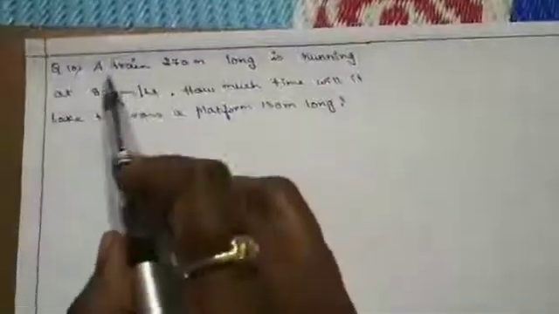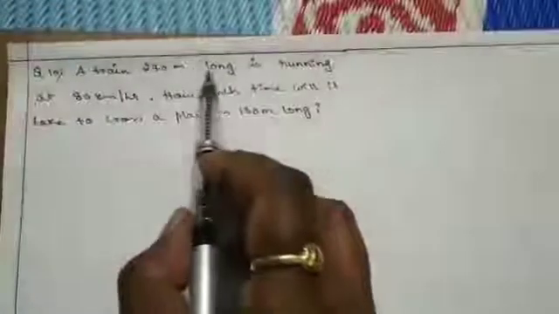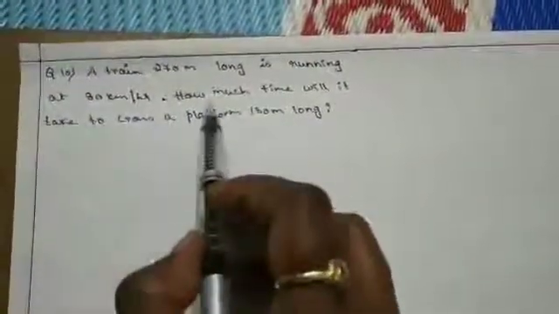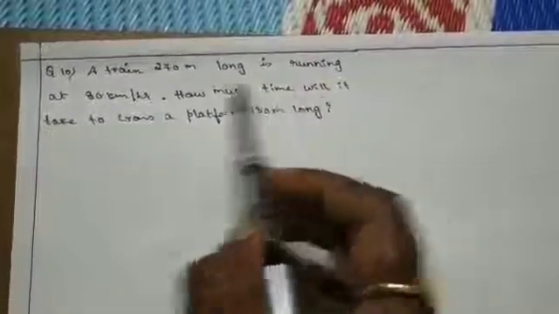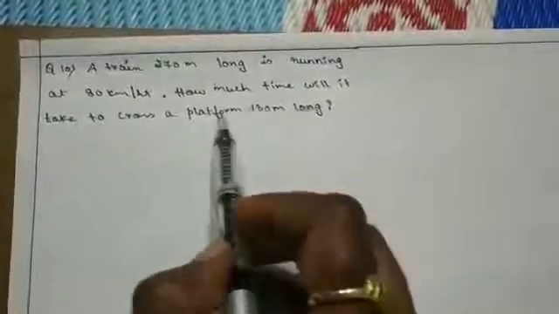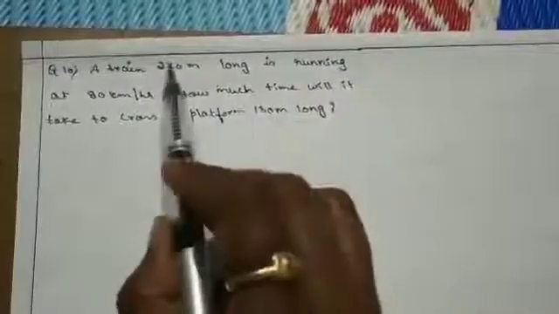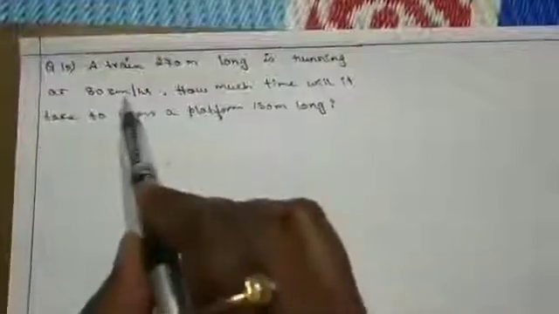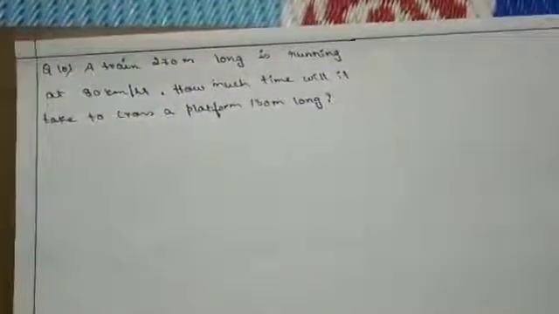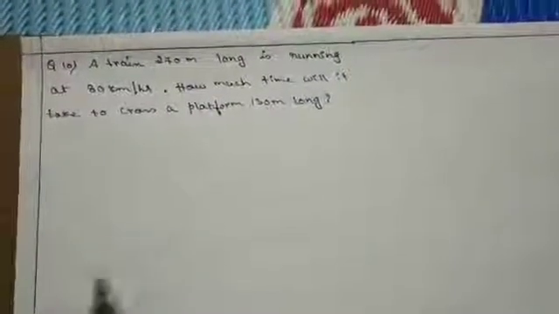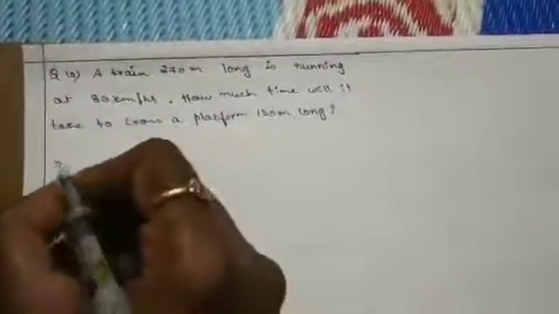It states that a train 270 meter long is running at 80 km per hour. How much time will it take to cross a platform of 130 meter long? So the length of the platform is given and the length of the train is given. So we should add up. And the speed is given. He is asking us to find the time taken. So we'll try to solve without making a table, children. With the table also you can solve this question.